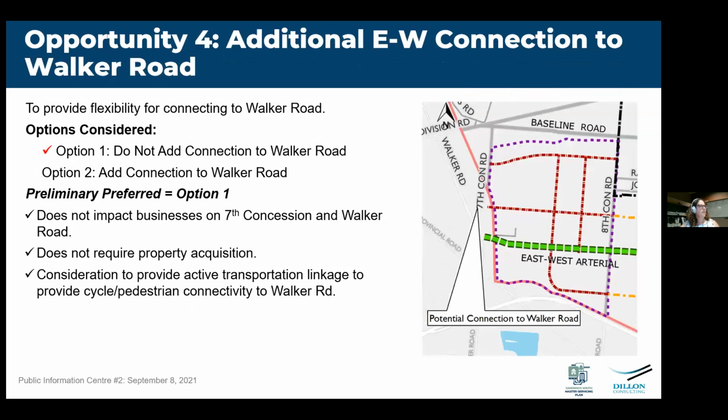Option 4 is looking at the additional east-west connection to Walker Road. In this case, we looked at whether a connection with Walker Road would add value to the area or not, basically. And the preliminary preferred option in this case was to not include an additional connection to Walker Road at this time, because providing a connection to Walker Road would have immediate impacts on businesses on Walker Road, as well as 7th concession. Option 1 is also preferred, as it will not require property acquisition.